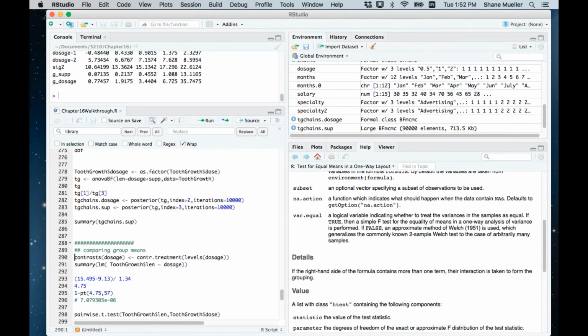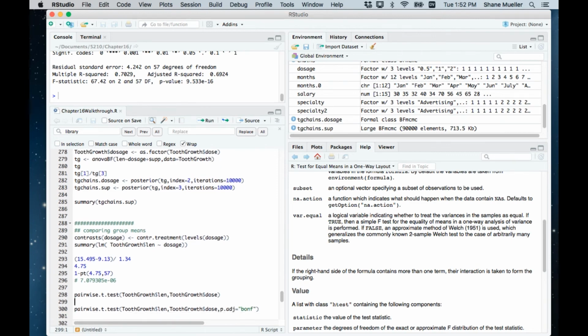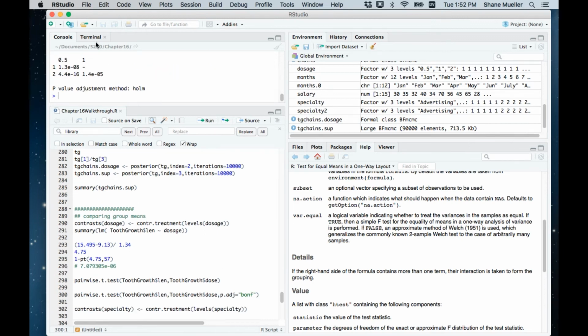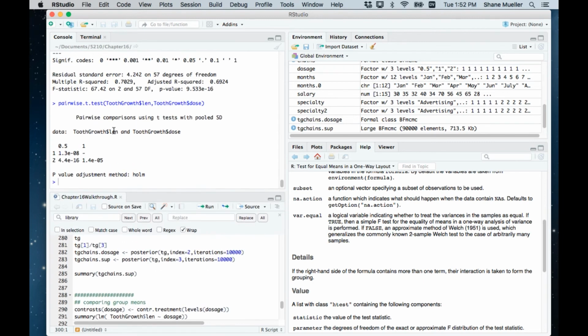And so one way of doing this is to just do all pairwise t-tests. And instead of doing that by hand, you can use the function pairwise t-test to do this. And this will give me all pairwise tests and say, well, here's the tooth growth. In each case, these are very small. So 0.5 differs from 1, and 1 differs from 2, and 0.5 differs from 2. But we worry, especially if you have a lot of these, that you might get a lot of false alarms. And so there has to be some way of correcting it.